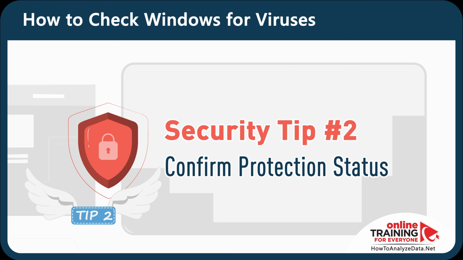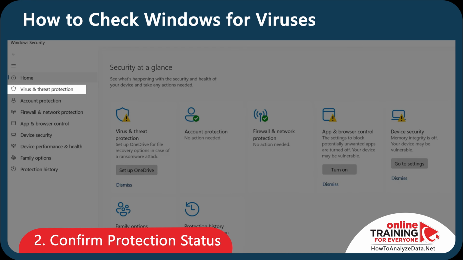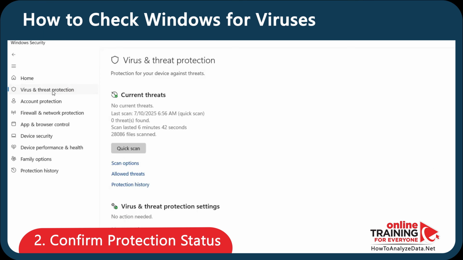Here's security tip number 2. You need to confirm protection status. Inside Windows Security, click Virus and Threat Protection. Here you will see your protection status and scan options.